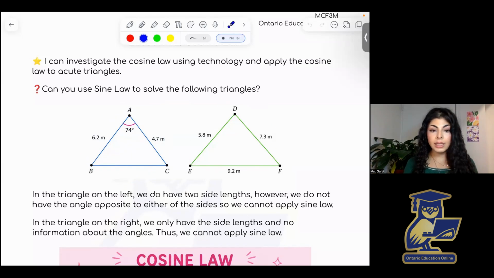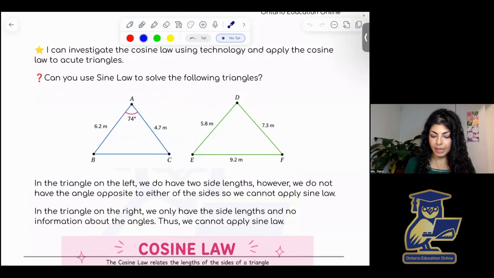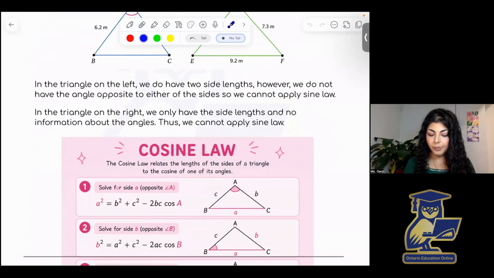Now, in triangle DEF, we actually don't have any of the angles given to us. And because this is not a right angle triangle, we don't have enough information based on the tools that we have so far, which is our trig ratios, our Pythagorean theorem, and sine law, to be able to determine any of these angles. So in fact, we also aren't able to use sine law here as well. And that's exactly what is written here.